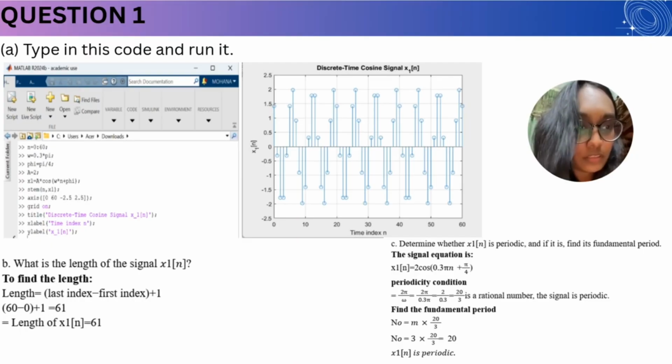In this video, I will present question 1 and question 2. For part A, we typed the given code in MATLAB and ran it. The code generates a discrete time cosine signal x1n with amplitude 2, frequency 0.3 pi and phase pi/4, and plots it using the stem function.